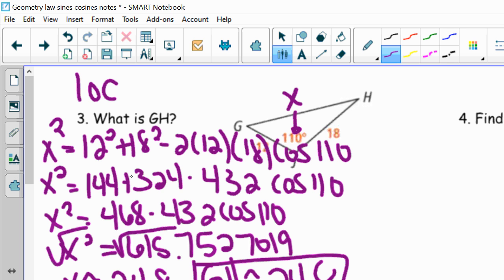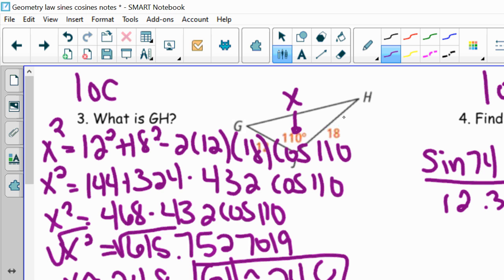Okay, so number 4, find the measure of angle S. So this is what I'm looking for now, my angle. I have one angle and two sides. I'm looking for another angle. Okay, if I have two angles in my problem, I have to use the law of sines. So this is LOS, law of sines. So I would say the sine of 74 over, so that goes with 12.3, equals the sine of x, that's the angle I'm looking for, over 12.7.